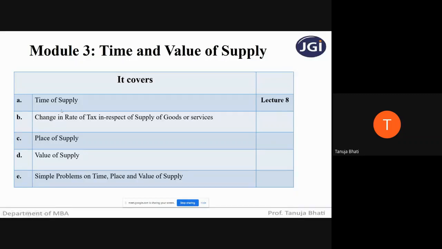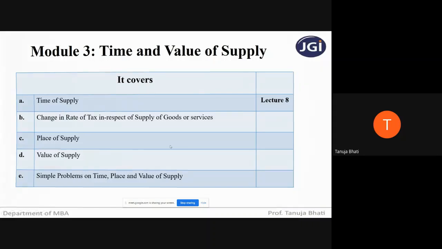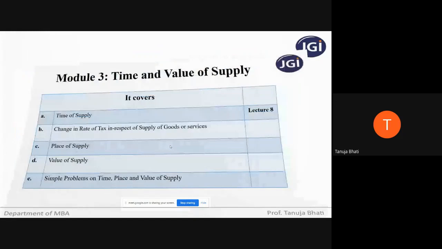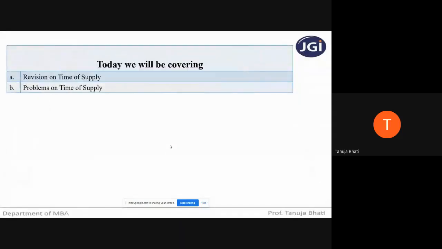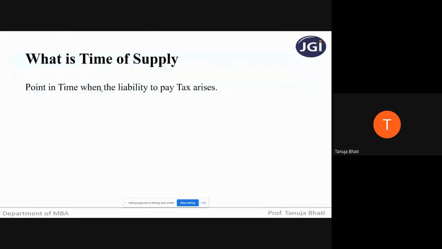So time of supply, the theory part we had already covered under lecture number 8. Today we'll do a slight revision on time of supply provisions, and we'll see problems on time of supply. So in this module, you have problems on time of supply, place, and value of supply. We'll see the provisions and simultaneously we'll see the problems along with it. So let us quickly revise time of supply.